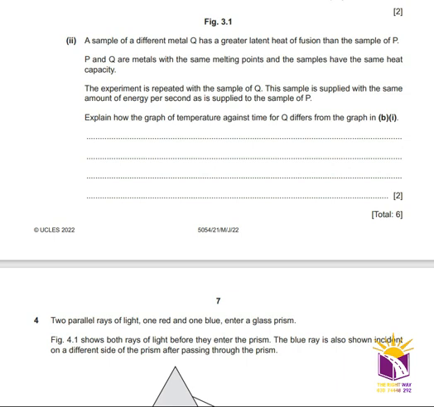A sample of a different metal Q has a greater latent heat of fusion than sample P. P and Q are metals with the same melting point. They both have the same melting point, but the other sample has greater latent heat of fusion. So it needs more energy to convert from solid to liquid. P and Q have the same melting point and the same heat capacity. The experiment is repeated with sample Q. This sample is supplied with the same amount of energy per second as supplied to sample P. Explain how the graph of temperature against time for Q is different from that in figure B1. So, how is it going to change?